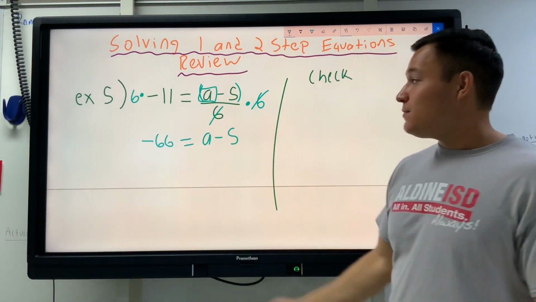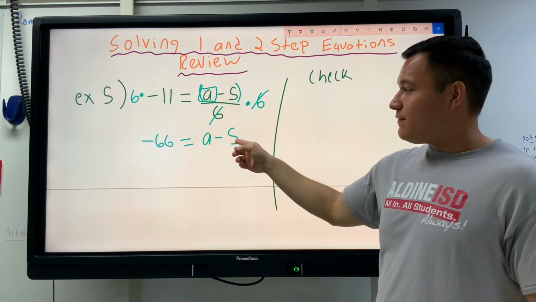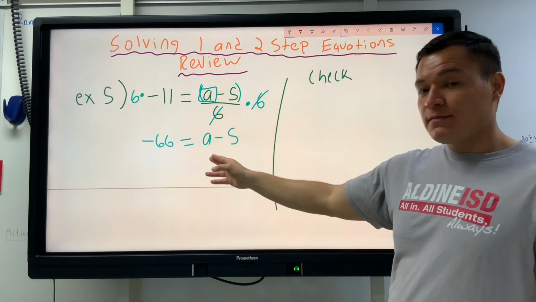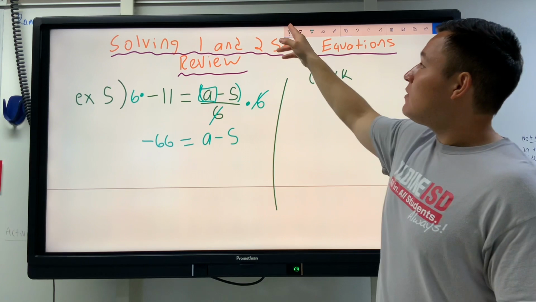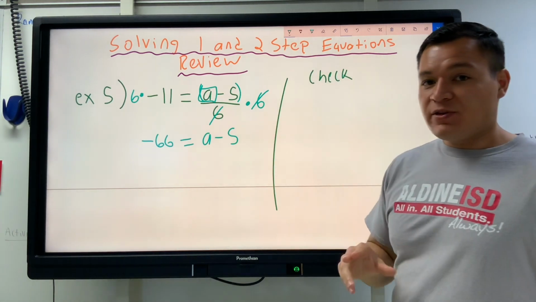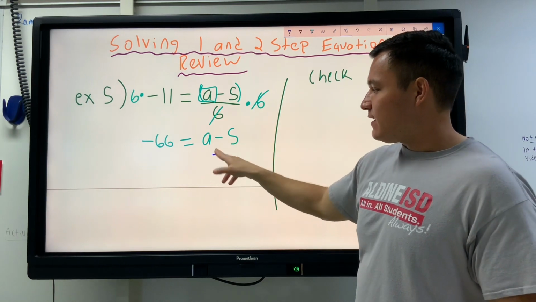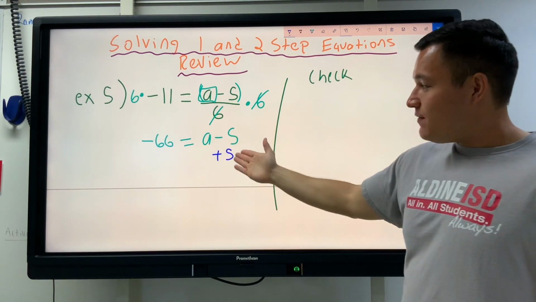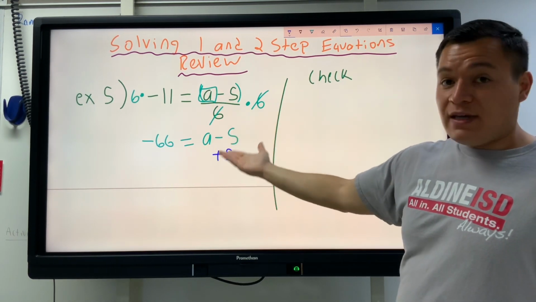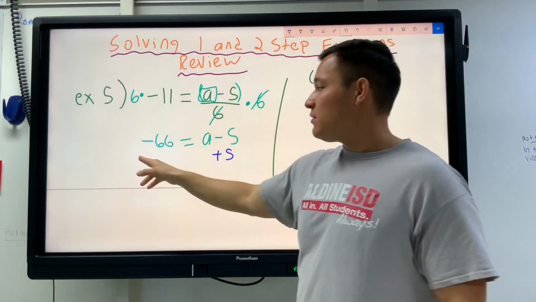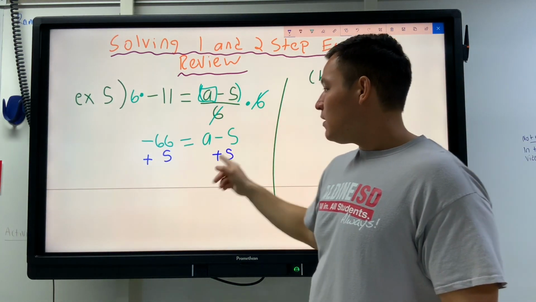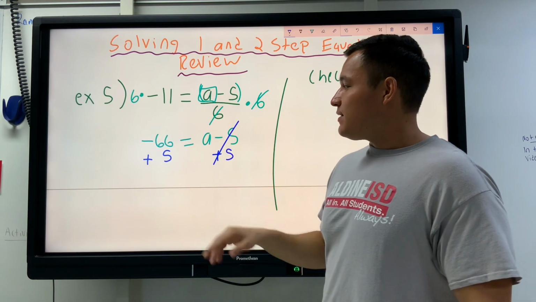One more thing to do. We have a minus 5. What's happening to a? It's being subtracted by 5. What will be the opposite of subtracting 5? The opposite of subtracting 5 is adding 5. So we get rid of that negative 5 by doing the opposite, which is a plus 5. So we're going to do a plus 5 over here. On this side, they balance out.